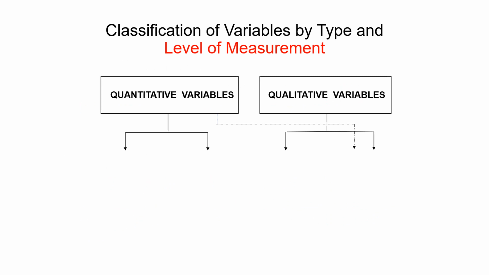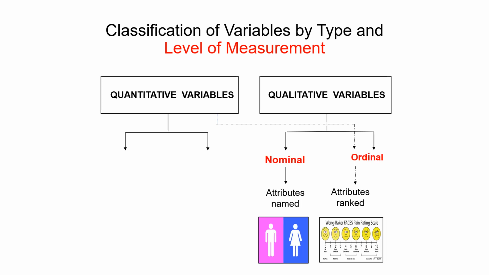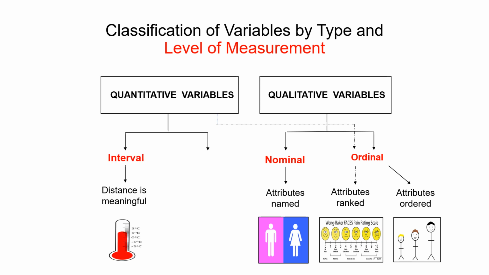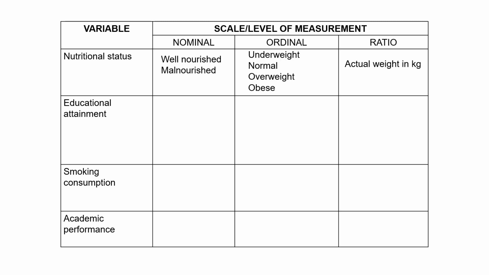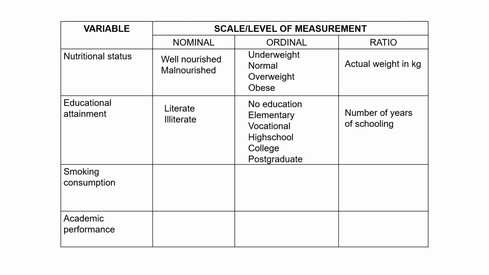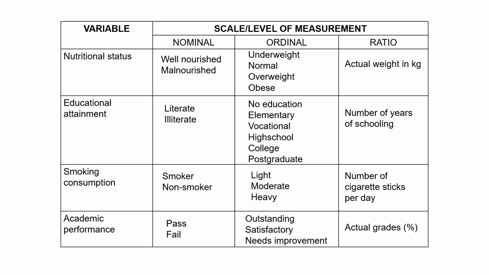In first year, you are introduced to two main classification of variables: quantitative or numerical, and qualitative or categorical. These are further classified according to the level or scale of measurement as nominal, quantitative ordinal, qualitative ordinal, interval, and ratio. A variable, therefore, can assume different scales or levels of measurement depending on the purpose for its use, how it is defined, and how it will be analyzed.